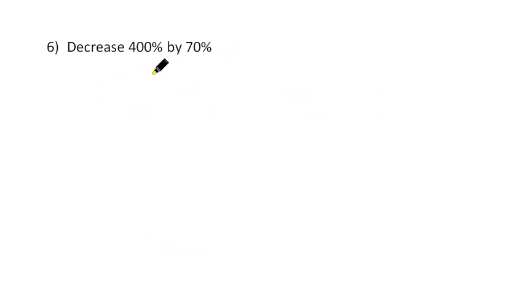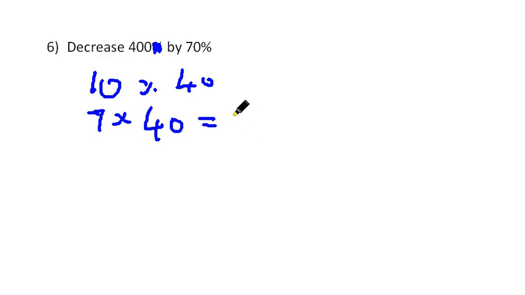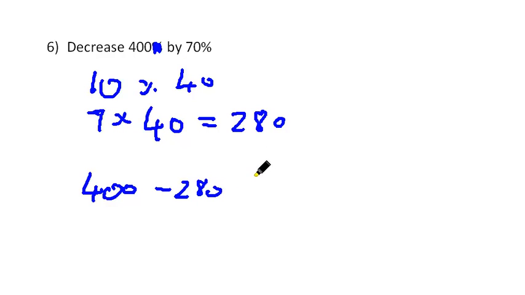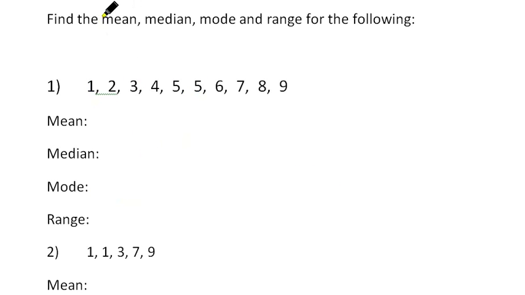Decrease 400% by 70%, that doesn't quite make sense, so let's get rid of that percent sign. Decrease 400 by 70%, that's something we can do. We know that 10% of 400 is 40, we want 70%, which is 7 times that. 7 times 40 is 280, so we need to decrease it, so really we're going 400 take away 280, which gives us 120.